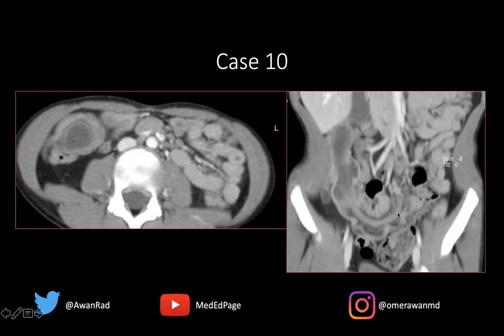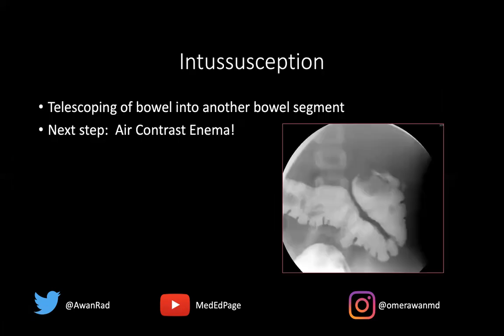You can actually see it here on the coronal image. This is the telescoping of one loop of bowel going into another loop of bowel. When you have alternating areas of soft tissue and fat in a concentric ring-like orientation like you see here, that's indicative of intussusception. And you can actually see on the coronal image this brighter area of bowel loop going into this other area of bowel loop, with the bowel wall here and the fat in the middle here. This is telescoping of one loop of bowel into another. Nice case of intussusception, right? You always want to do an air contrast enema as a next step. This is an example of what an air contrast enema would look like.